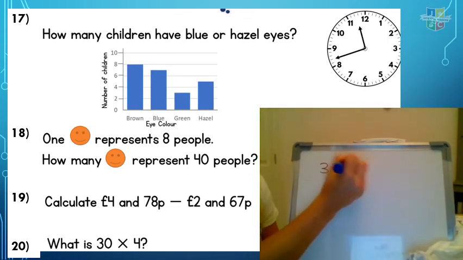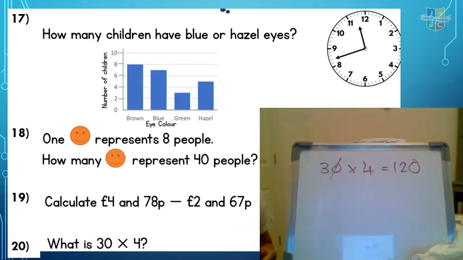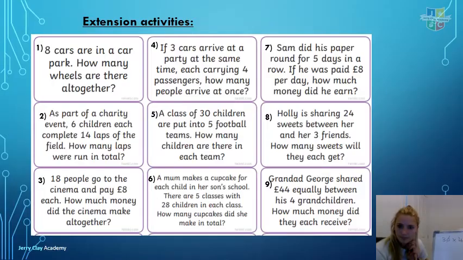Finally, what is 30 times 4? You could have used column method, however you could have just taken off the 0, 3 times 4 is 12, and put your 0 back on to make it 120.